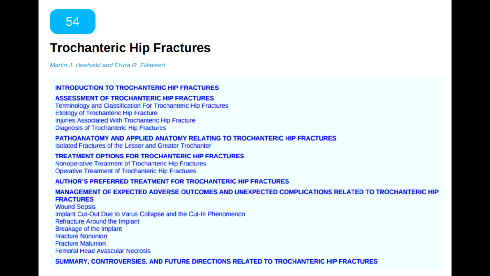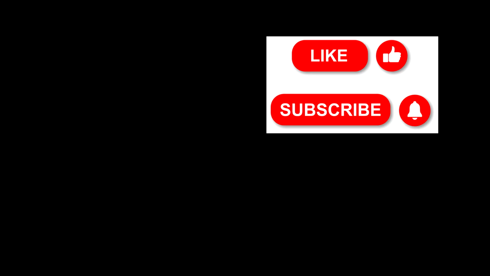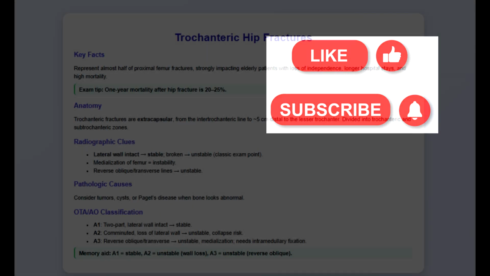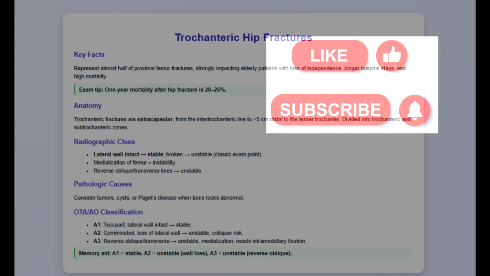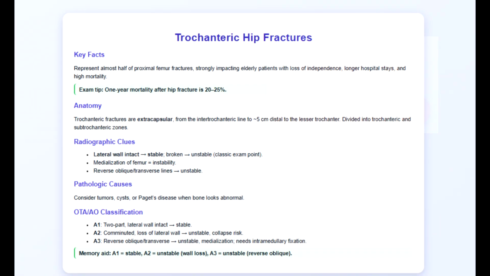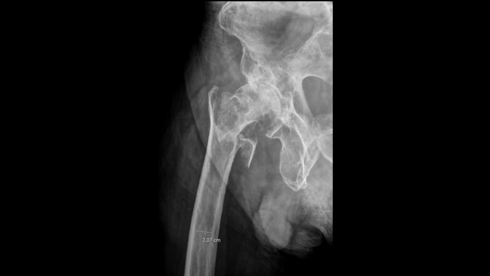We are now starting our lecture on trochanteric hip fractures, a condition that represents almost half of all proximal femur fractures and has major impact on elderly patients. These fractures are strongly associated with loss of independence, longer hospitalization, and high mortality rates. For exams, always remember that the one-year mortality following a hip fracture is typically between 20 and 25%. This is a key fact that often appears in questions.